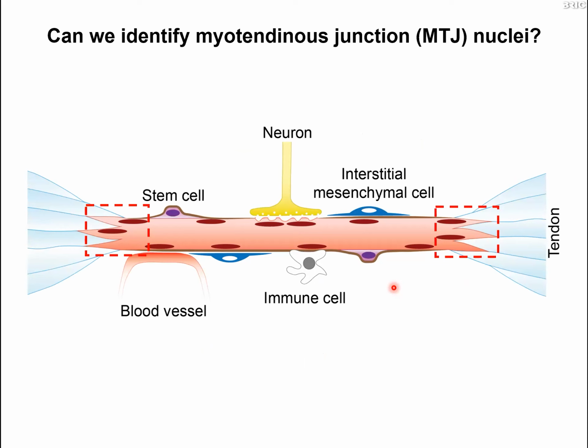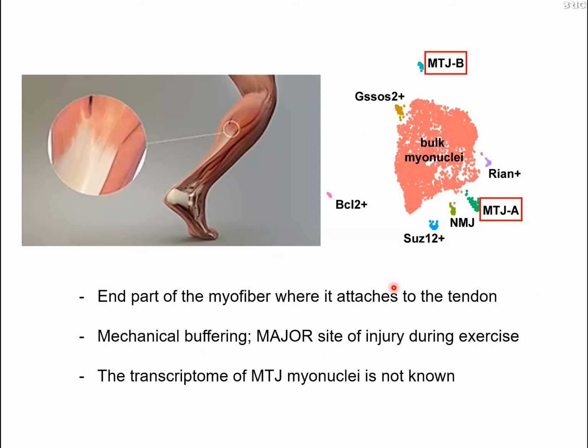So the myotendinous junction is located at the very end part of the myofiber, where the myofibers attach to the tendon. And the main role of the myotendinous junction is to buffer the mechanical force applied to the muscle tissue. And for that reason, the MTJ is a major site of injury when we play sports, and therefore has a huge implication in muscle rehabilitation and regeneration. However, despite its well-appreciated functions, it remains unclear whether these MTJ myonuclei are really transcriptionally specialized.